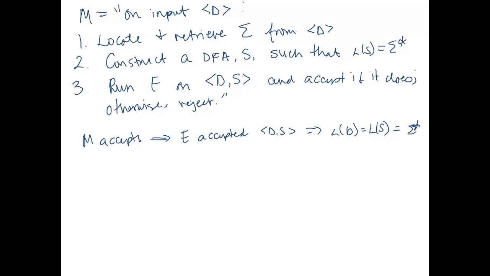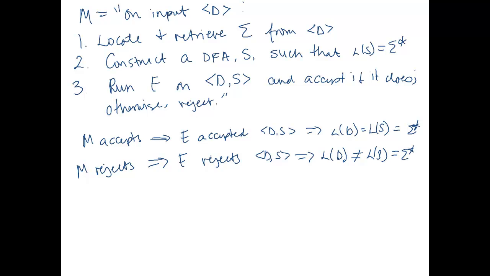And we notice that if M rejects, it's because E rejects DS, which is because the language of D is not equal to the language of S, which was equal to sigma star. So language of S is sigma star. If language of D is not equal to the language of S, then language of D can't be sigma star, and then our machine will reject.